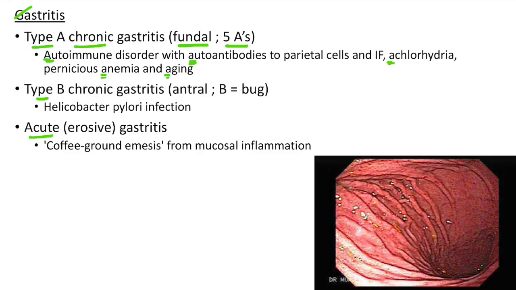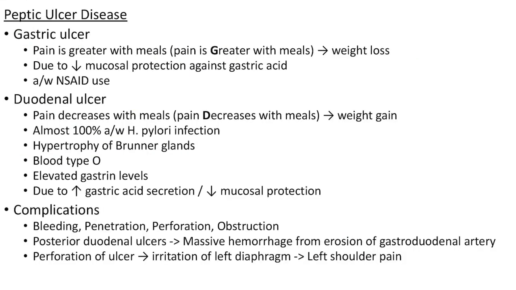Type B chronic gastritis is also known as antral gastritis. A mnemonic to remember here is B for bug. That is, type B chronic gastritis is usually caused by Helicobacter pylori infection. Now let us see about acute gastritis. It is also known as erosive gastritis. In this case, there is coffee ground emesis from mucosal inflammation. This picture shows endoscopy finding in a case of acute gastritis.